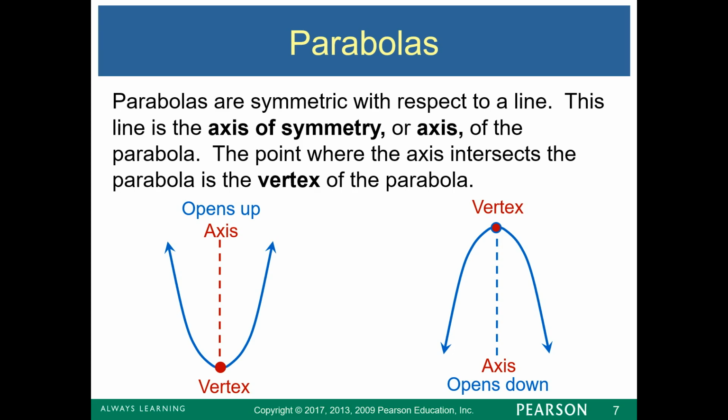And the axis of the parabola intersects the graph of the parabola at some point. That is called what? Vertex. This is the vertex, and this is also what called? Vertex. And this parabola opens up, and that one is not, it opens down. That makes sense?